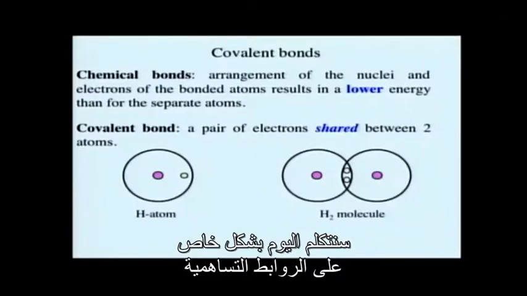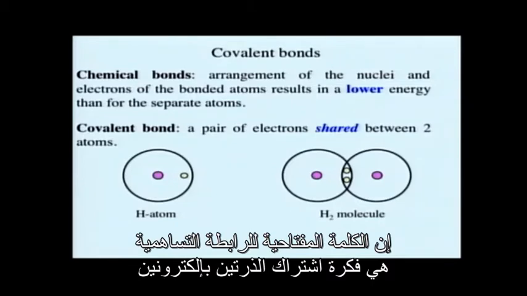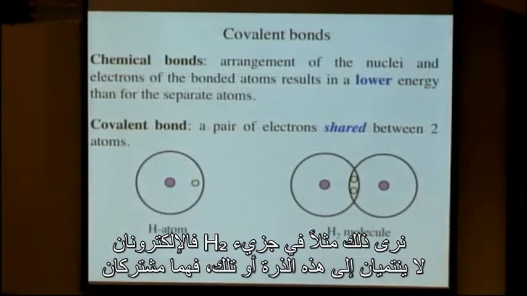So specifically, today we're going to talk about covalent bonds. A covalent bond is any time we have a pair of electrons that is shared between 2 different atoms. And the key word for covalent bonds is the idea of being shared. One electron, or the 2 electrons, for example, we see in the H2 molecule, they don't belong to one or the other atom, they're actually shared.